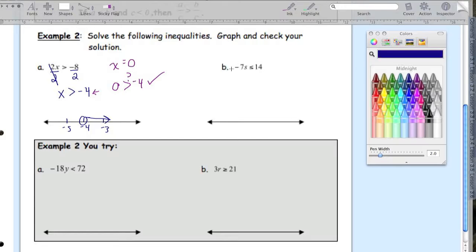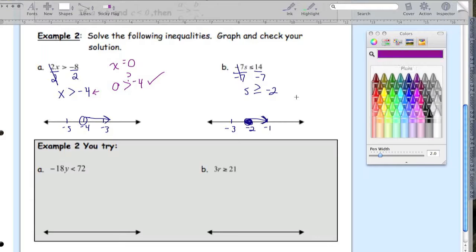All right, letter B. These are being multiplied. I do the inverse, and I'm going to divide. So those cancel. S comes down. I'm dividing by a negative, so I have to change my inequality sign. Negative 3, negative 2, negative 1. It's going to be a closed circle shaded to the right.